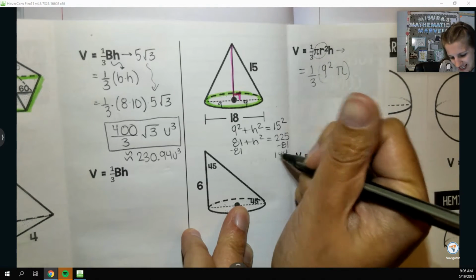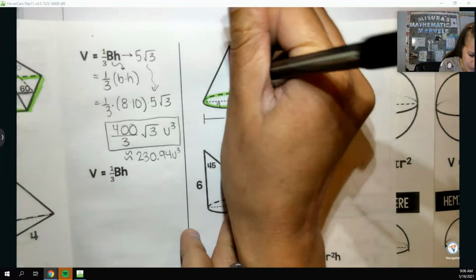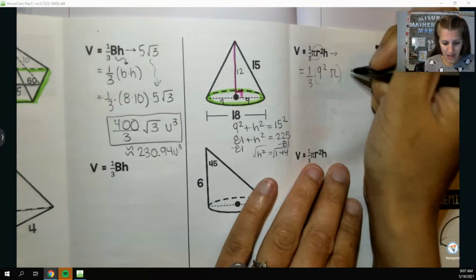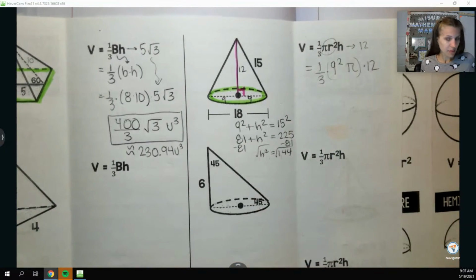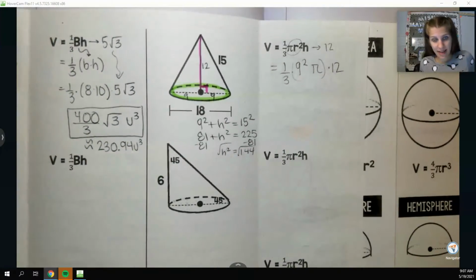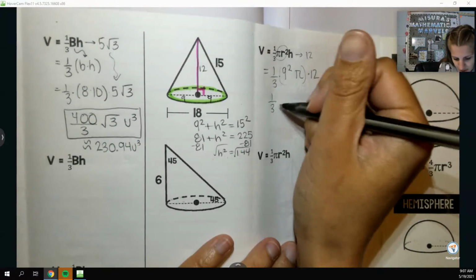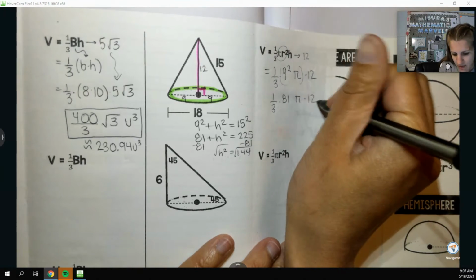For 144. Yes. Because when I square root that, that's just 12. So my height of my pyramid is 12. So I'll multiply by 12 here. Okay, so now we just need to simplify the things, and I need to do the exponent first. So we'll have 1/3 times 81 times pi times 12.